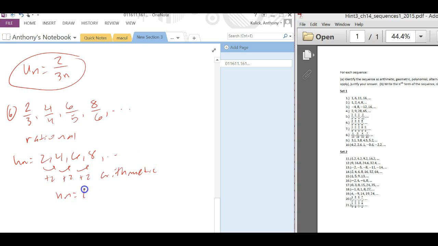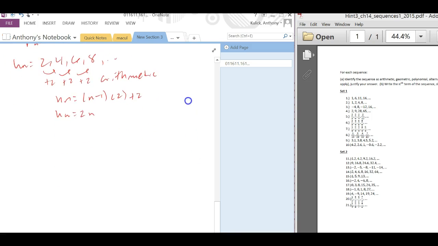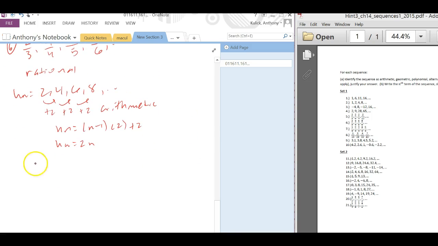And that is going to be n minus 1 times 2 plus 2, or h sub n just is equal to 2n. And then I have my sequence of denominators, 3, 4, 5, 6. Oh, well, this is just plus 1 every time. That's pretty easy. So again, arithmetic.